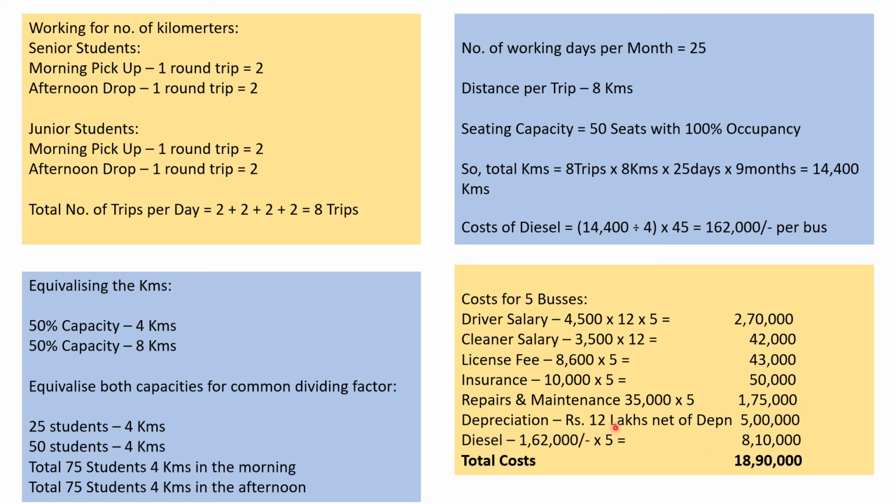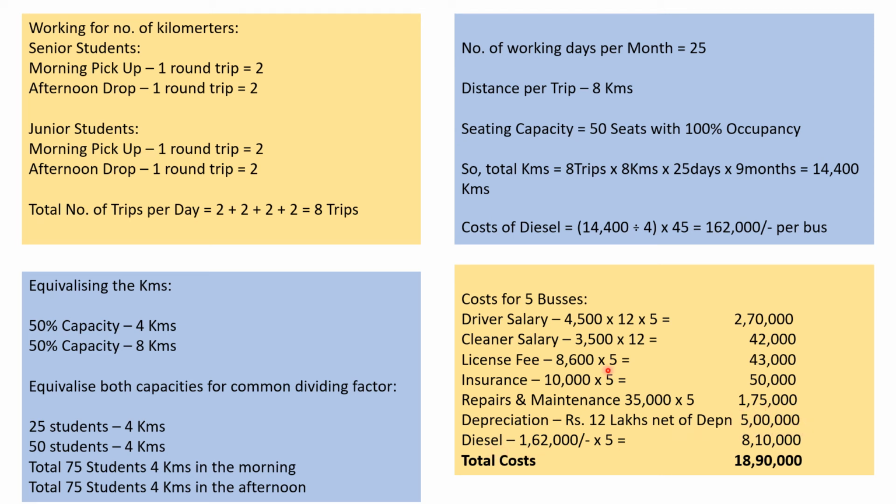Depreciation: 15 lakhs is the total cost of the bus. 3 lakhs is the scrap value, which I will get after 12 years. So my actual cost will be 15 lakhs minus 3 lakhs, it will be 12 lakhs. And life of the bus is 12 years. So per each year, each bus, the depreciation will be 1 lakh, and it is for 5 buses, so it is 5 lakh rupees.